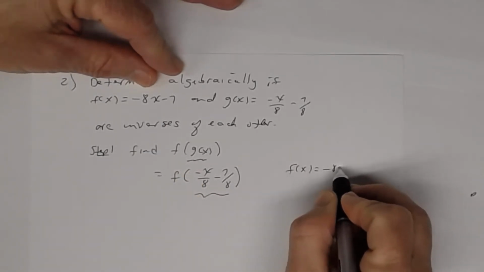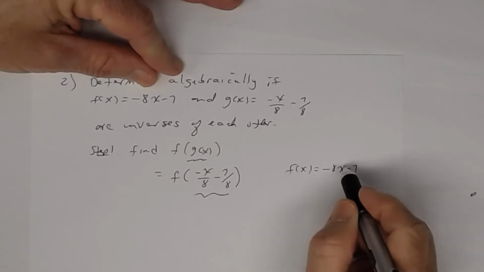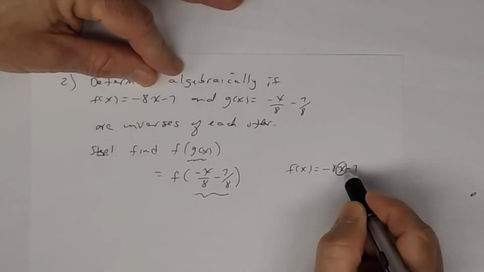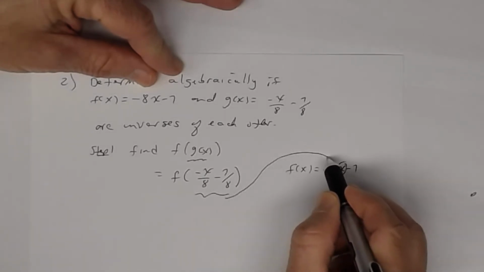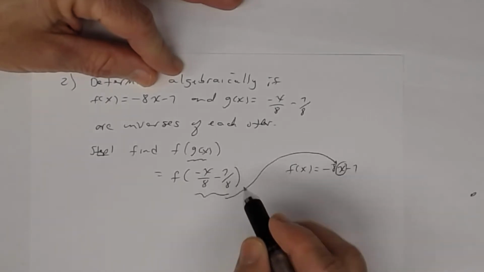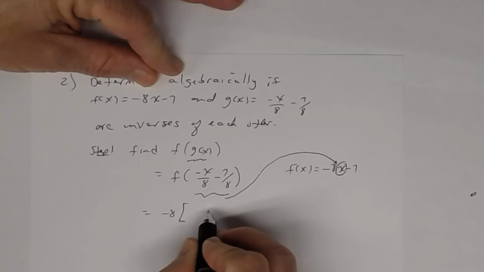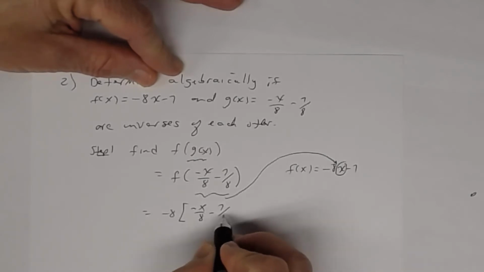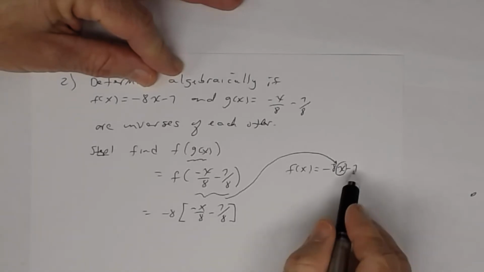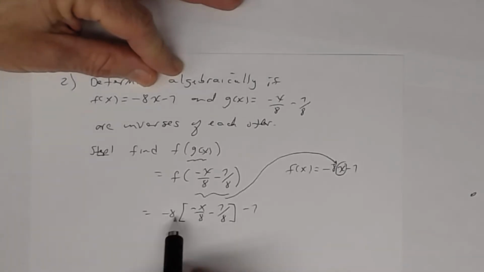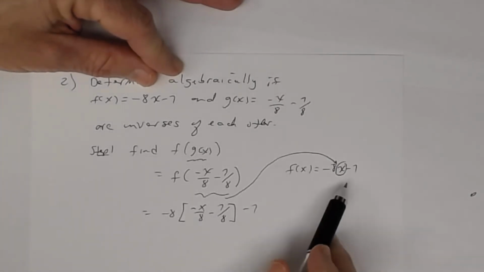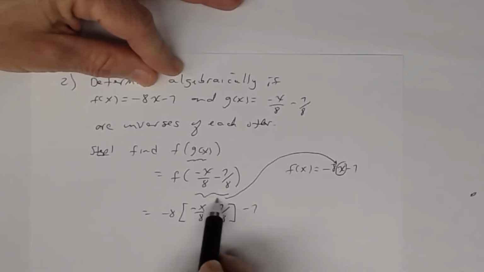It's negative 8x minus 7. So in place of the variable x right here, I'm going to substitute this expression. So this becomes negative 8 times, put that in parentheses or brackets, negative x divided by 8 minus 7 divided by 8, and then minus the 7. So remember negative 8x, this is x right here, so negative 8x, which I'm substituting this, minus 7.